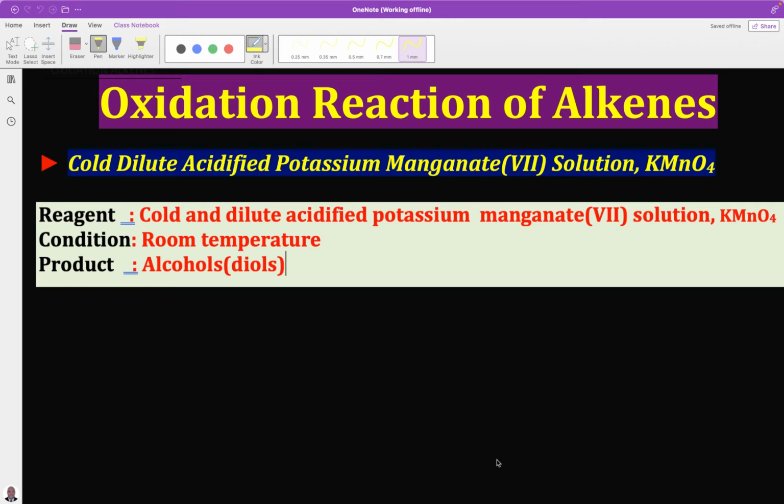The condition usually for cold dilute acidified potassium manganate 7 solution will be room temperature, and our product we will get in the course of this oxidation reaction. The products are alcohols. They are usually diols. Diols are usually formed.